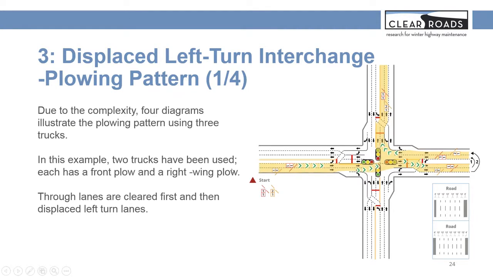The through lanes will be cleared first, and then the left turn lane. So truck 1 and truck 2 stay in formation, with truck 2 slightly behind truck 1, so the 2 are together. They start from here to clear the 2 through lanes on the eastbound. They proceed to cross the intersection and then continue to clear the left and middle through lanes on the other side.